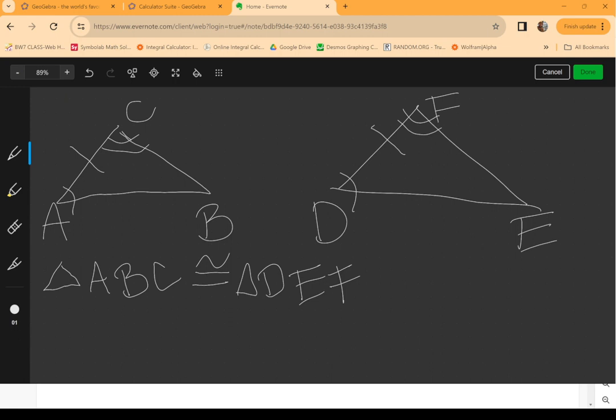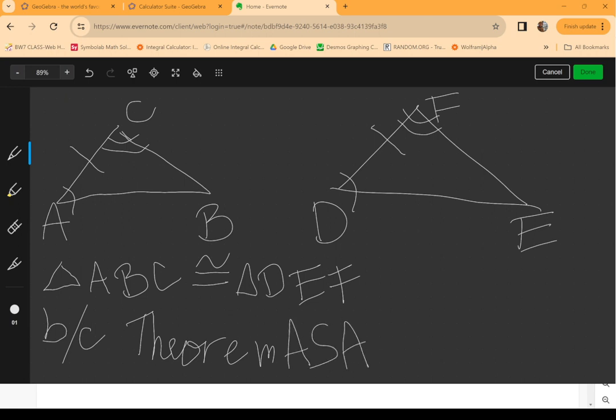Now that establishes our corresponding parts: angle A to angle D, angle B to angle E, angle C to angle F. And the reason for this, how can I jump from this step to the next step? Well, that's because of theorem angle side angle. That is all the reasoning you need. Sometimes the homework will ask you to give a reason, and this is what they're looking for: what theorem allows you to make that conclusion. The theorem is angle side angle.